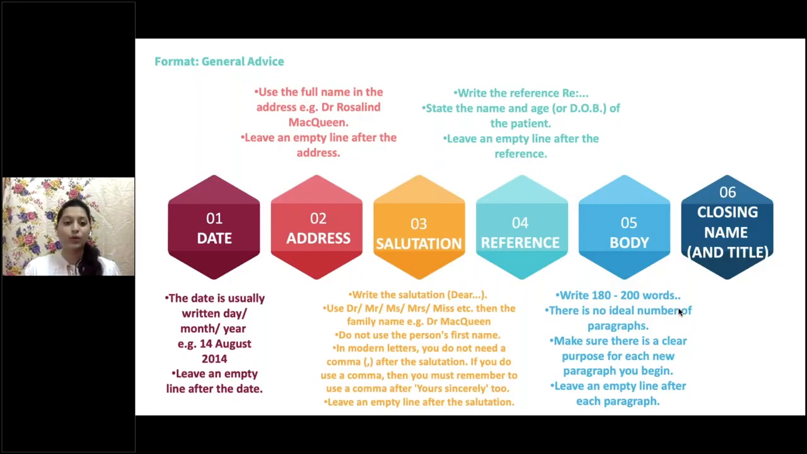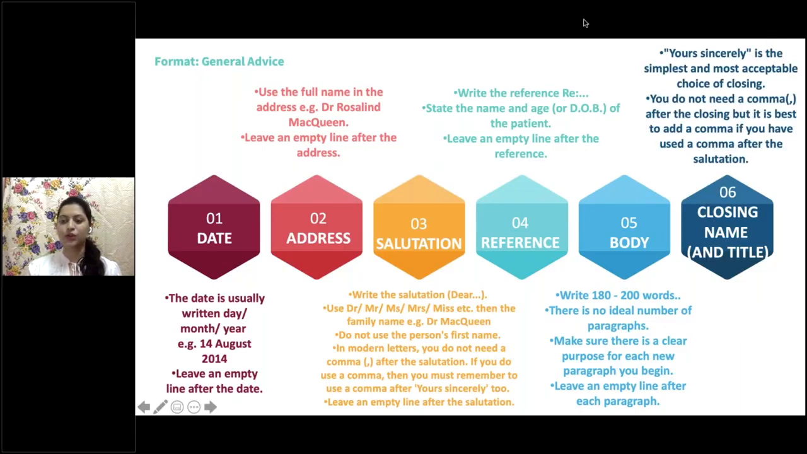Write about 180 to 200 words. There is no ideal number of paragraphs, so it's your wish as long as you keep it within the word limit, and make sure there is a clear purpose for each new paragraph you begin. When you split something into two paragraphs, make sure they're about two different topics. If it's the same topic, bring it under the same paragraph. Just things like these. And then leave an empty line after each and every paragraph.